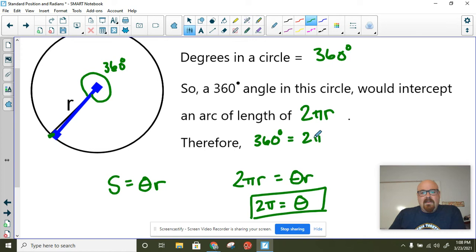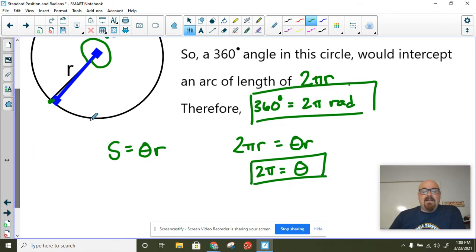360 degrees is equal to 2 pi radians. This is a conversion fact, okay? And we can even make that a little bit simpler if we divide both sides by 2, right? We get 180 degrees is equal to pi radians.